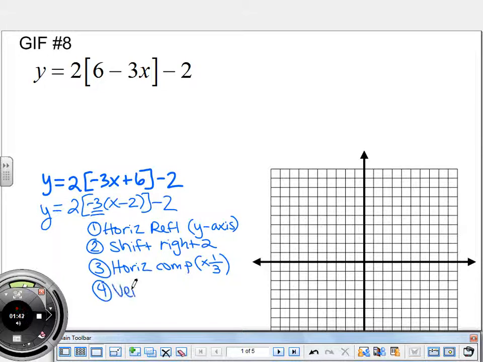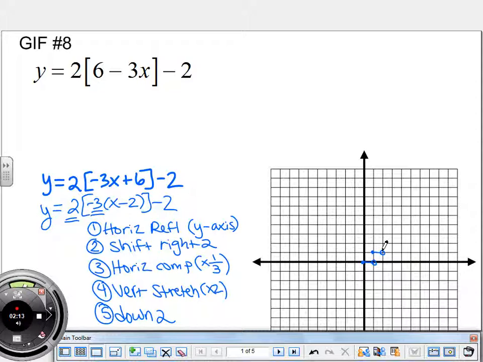Then I have the vertical, the stuff that's happening outside of the brackets. So with the 2 here, I have a vertical stretch. And that means those vertical distances will get multiplied by 2. And then I have a minus 2, so that means we're going to go down 2. Okay. All right, so I'm just going to start with 2 steps so that when I reflect them and change the distances between them, I can see that in my graph. So that's normally what the 2 steps would look like for our parent function.